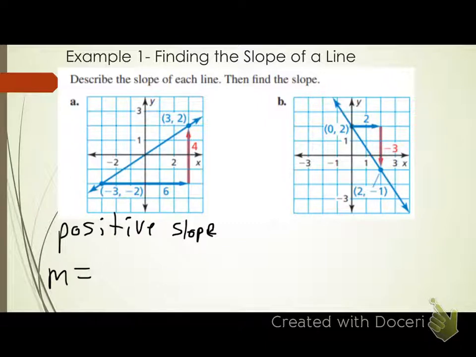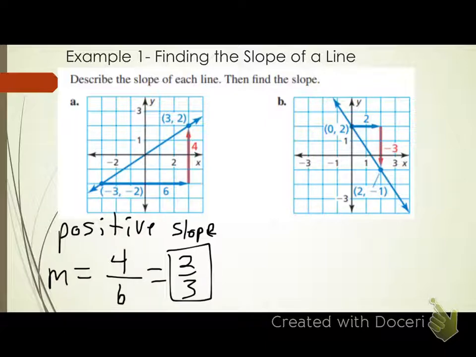So how tall is this triangle? 4 units. They wrote it for you. That's my rise. How wide is my triangle? 6 units. That's my run. We said it's positive, so I keep it positive. I always want my fractions in simplest form. So what would 4 over 6 reduce down to? 2/3. There's my slope. Any questions on that?